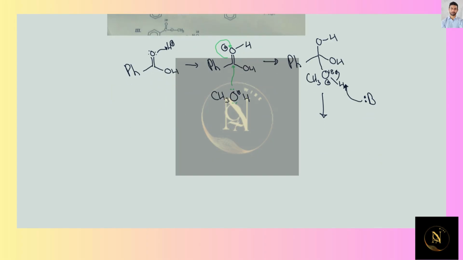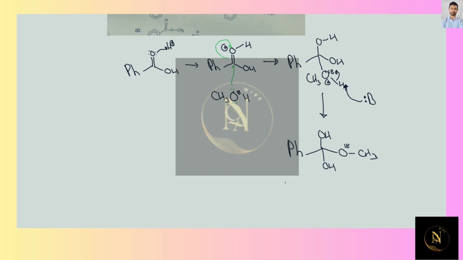After this, either a base or any possible base that we're going to have on our system is going to take away the hydrogen atom from our system, generating the corresponding compound over here. I'm going to write down the oxygen 18 already on this position with the CH3 and the OH.